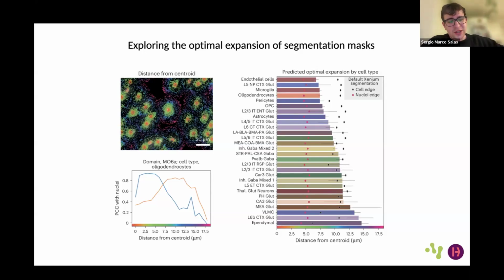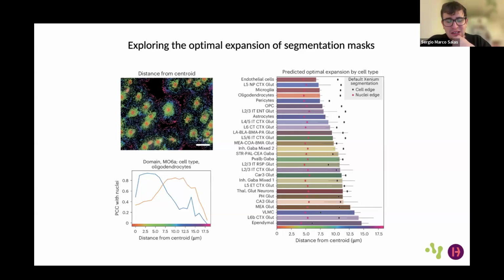As you can see, at short distances the correlation to the nuclei is very high. As we move far away from the nuclei, it starts decreasing and the correlation to the background starts increasing, meaning that we're no longer capturing relevant information, but instead including more or less random information that might be coming from other cells or so. We did this for all the different cells, which is what you can see on the right plot.